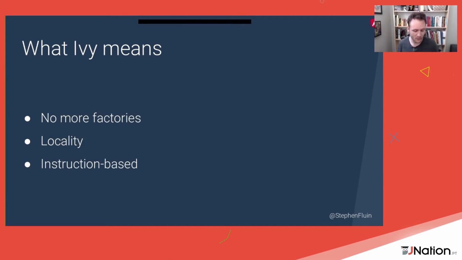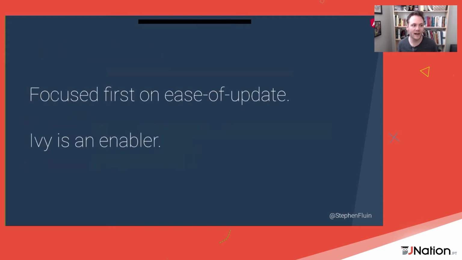locality. And we've moved to an instruction set that is kind of brand new, and it's really designed to both allow for locality, but also give a whole bunch of other different benefits like improved tree shaking and improved debuggability. So that's a lot of what Ivy means.